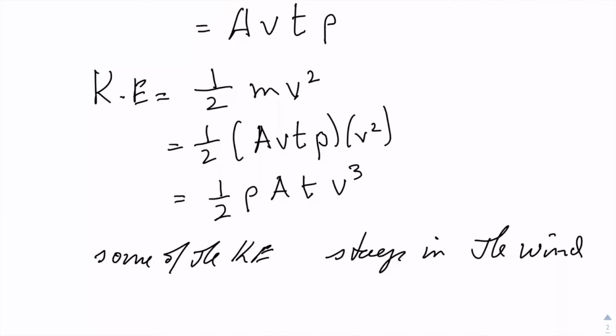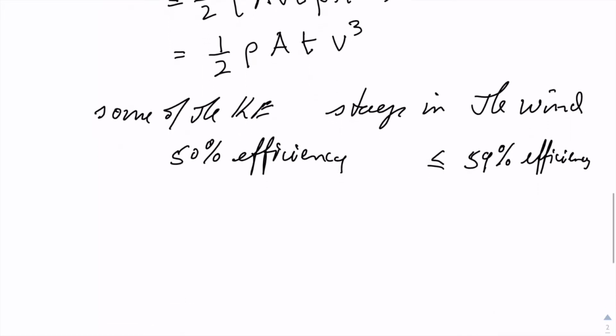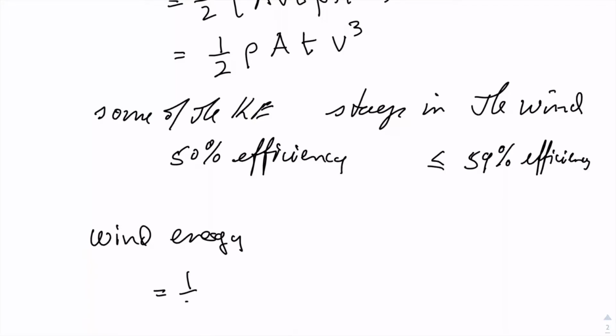And typically one assumes that there's a 50% efficiency. So out of this possible kinetic energy, 50% of that can go to the turbine. It turns out that there's actually a theoretical limit, taking into account the issue that you need the wind to still be moving when it leaves the turbine, and the most one could ever reach is 59% efficiency. So our assumption of 50% is saying we have a pretty efficient wind turbine. So then our wind energy is going to be this 1/2 from the efficiency, and then the half rho A t v cubed.